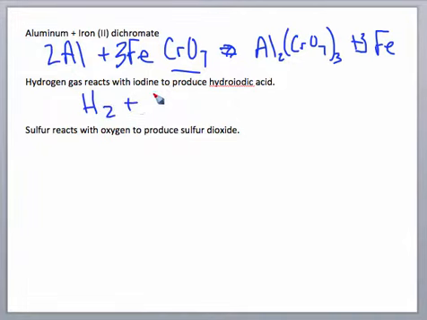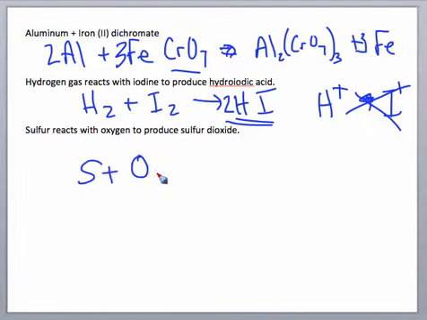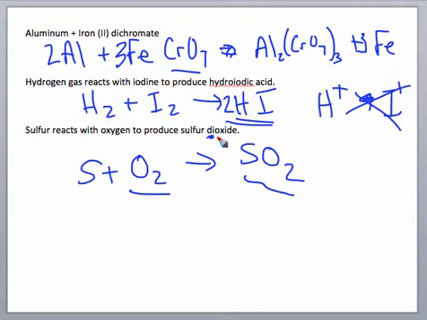Hydrogen gas reacts with iodine, both diatomics on their own, so we're going to write them like that, and they form hydroiodic acid, so a 2 there will make that one fine. The reason it's HI is because H is 1 plus, I is 1 minus, so when they crisscross it's 1 and 1. Sulfur is reacting with oxygen to form sulfur dioxide. Diatomic, covalent compound known because of that prefix, so it's sulfur dioxide.